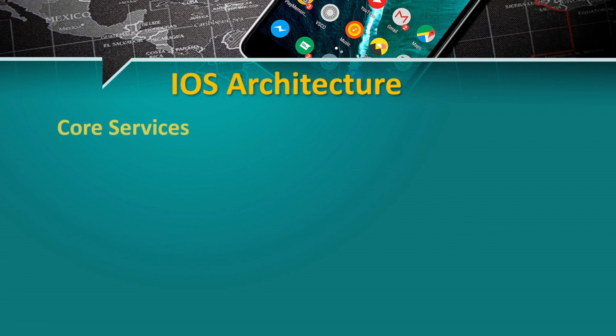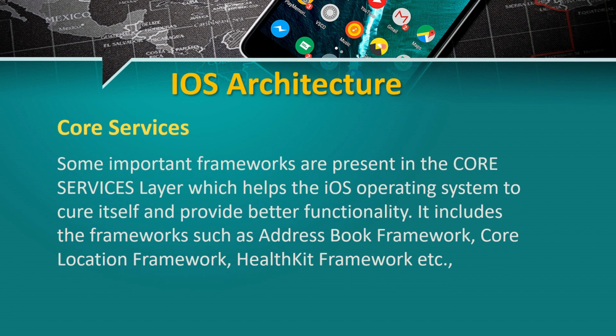The next layer is core services. Core services has many frameworks, like the address book, which gives access to the contact details of the user. Next is the HealthKit framework, which handles health related information of the user. And the social framework accesses the user's social media accounts. Like this, there are many packages inside core services.